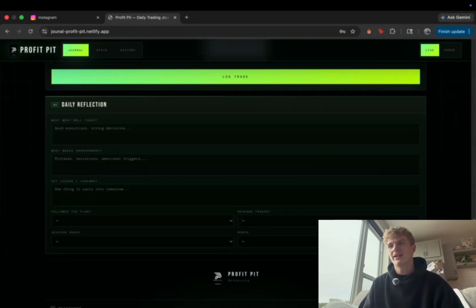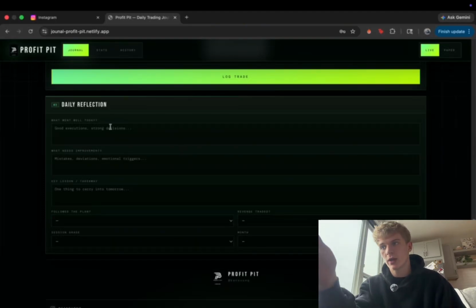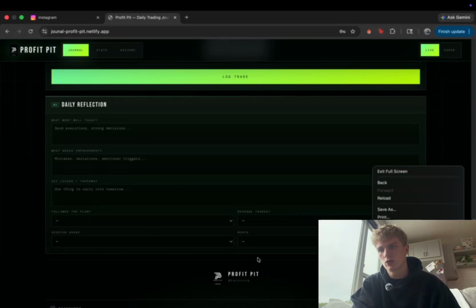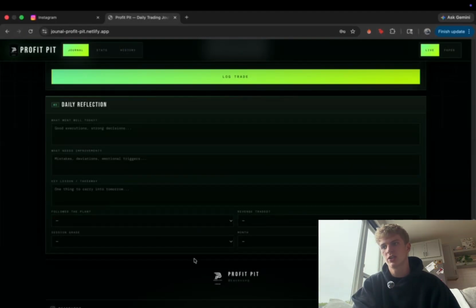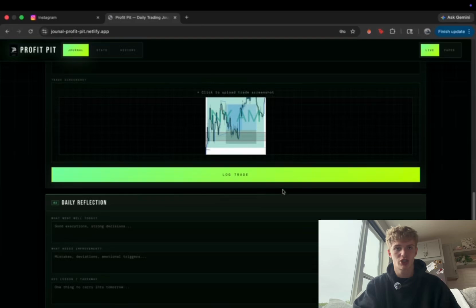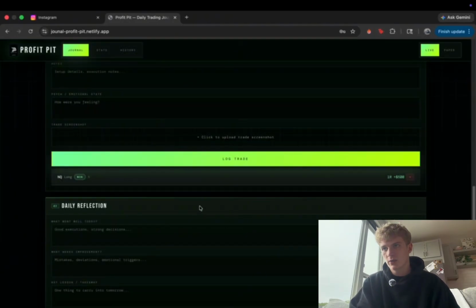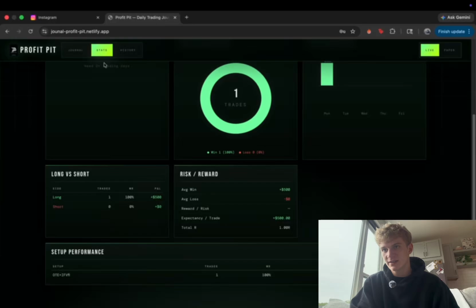And we also have a daily reflection tab at the bottom. You don't need to use this, but if you do, I have used it, and I use it as what went well today, what needs improvement, key lesson. And I just look at those the next day to see what I can take into tomorrow and what I need to leave behind. As well, it has, did you follow your rules? Did you revenge trade? And what was your session grade? But we'll hit log this trade so then we can see it in the stats side.